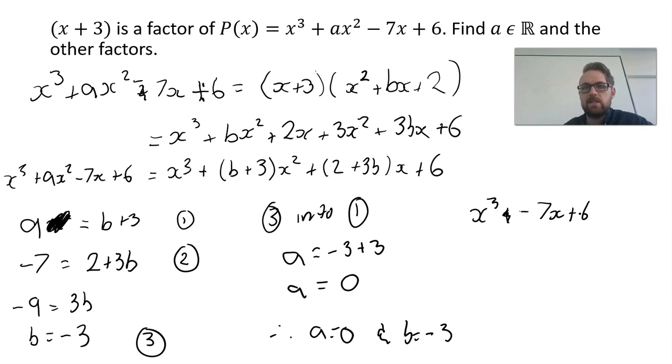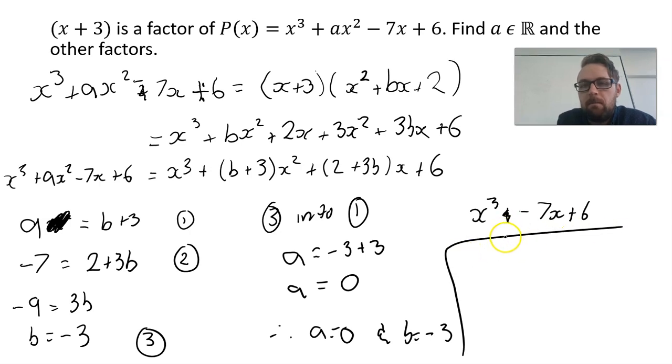But we've also been asked to find the other factors. Okay, so other factors, we know x plus 3 is a factor. And we can also substitute in x squared, we know b is minus 3, minus 3x plus 2. Now, again, we've got our simple version of factorizing. We're all very good at it, but just a reminder, we've got to work out the numbers that multiply to make positive 2 and add to make negative 3.